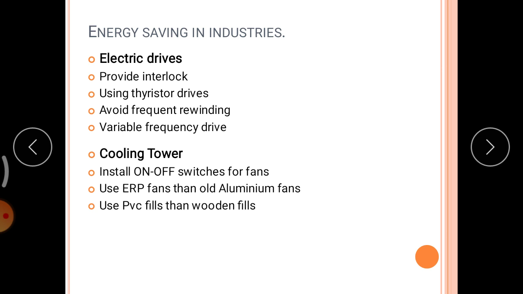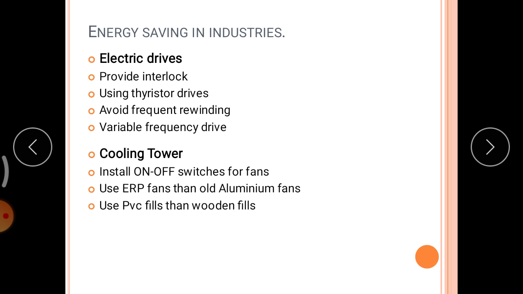Next, in olden days we used wooden fills and wooden drift eliminators so that water droplets should not go out of the cooling tower. For that they used drift eliminators and wooden fills, but they take more power. So nowadays we are using PVC fills to save energy.